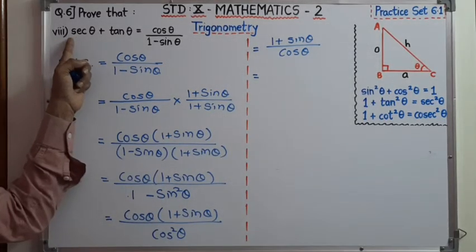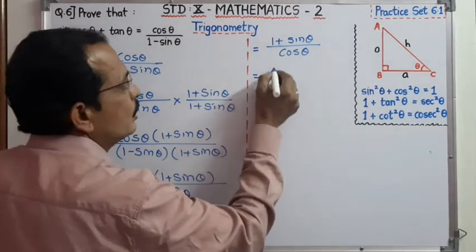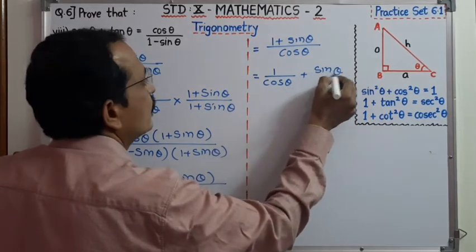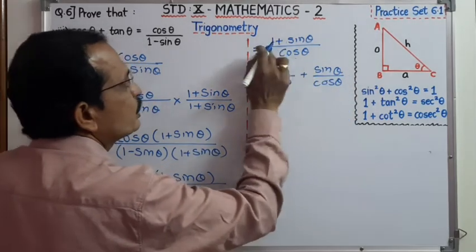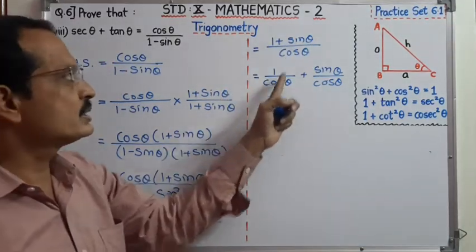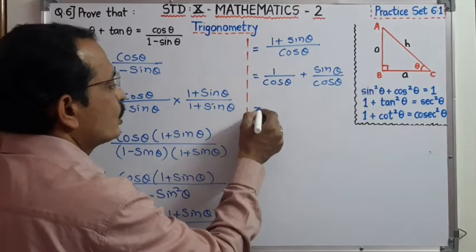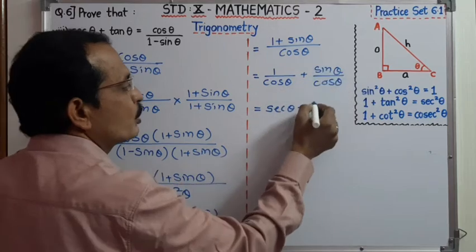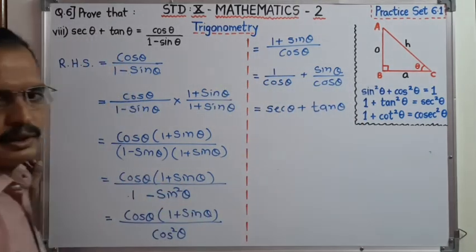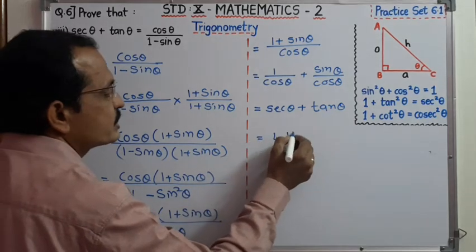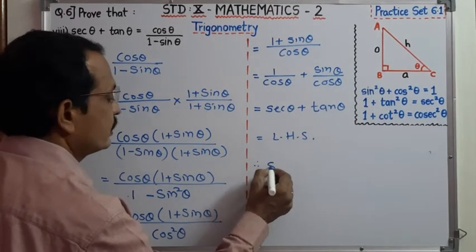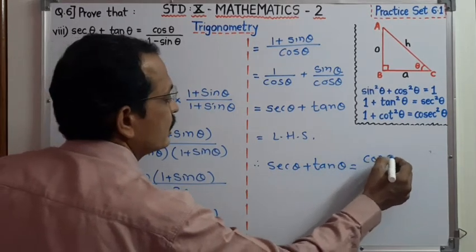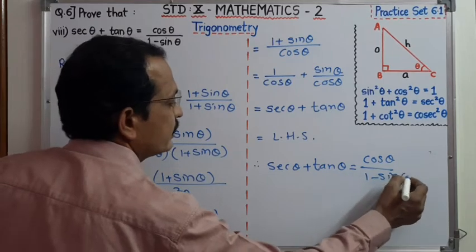We have to prove that sec theta plus tan theta. Therefore dear student, we can write 1 upon cos theta plus sin theta upon cos theta. That means this denominator we put under both, that is 1 upon cos theta and sin theta upon cos theta. All of you know that 1 upon cos theta is equal to sec theta, and sin theta upon cos theta means tan theta. Isn't it? Therefore we got the LHS. Therefore dear student, we can write sec theta plus tan theta is equal to cos theta upon 1 minus sin theta. Very simple.